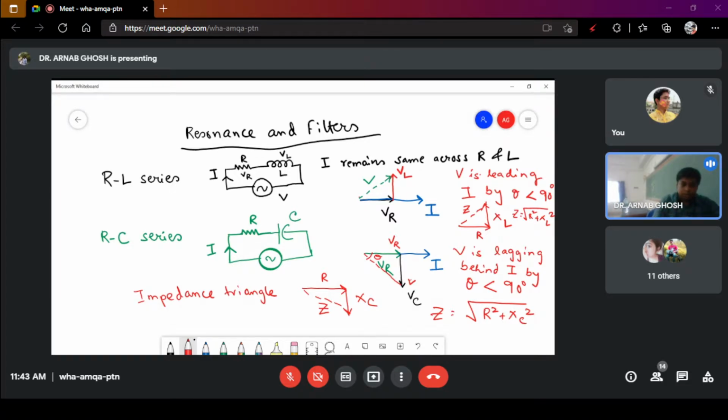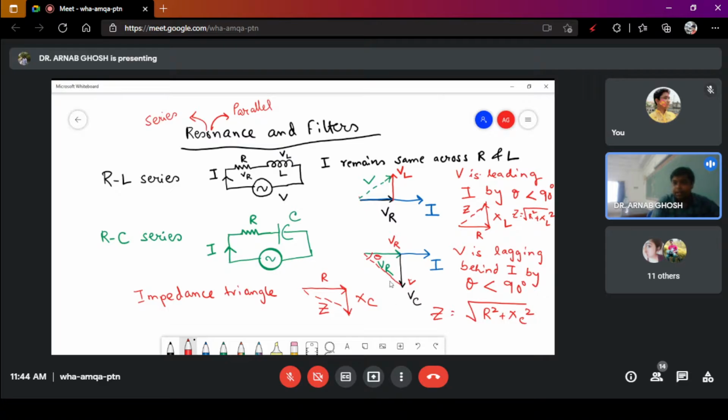When I am talking about resonance, I am talking about two things: one is series resonance, another is parallel resonance. When I am talking about series resonance, I am talking about a circuit that consists of R, L, and C.